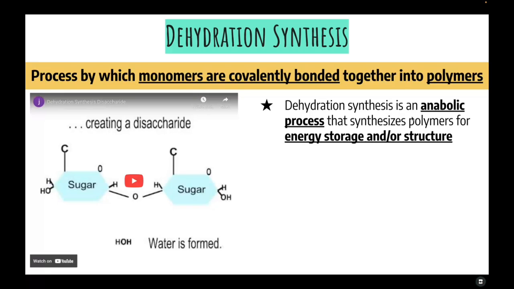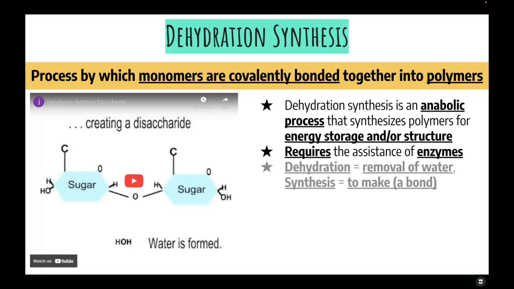And so let's get into more specific terms. Dehydration synthesis is called an anabolic process. So it's building up larger molecules. And it's going to synthesize or create polymers for energy storage and or structure. So the whole goal of making things is either to store energy or for structure. In this case, because it's a sugar, it's going to be to store energy, right? And like we mentioned, you're going to need enzymes for assistance. It's going to facilitate the reaction by lowering the activation energy.